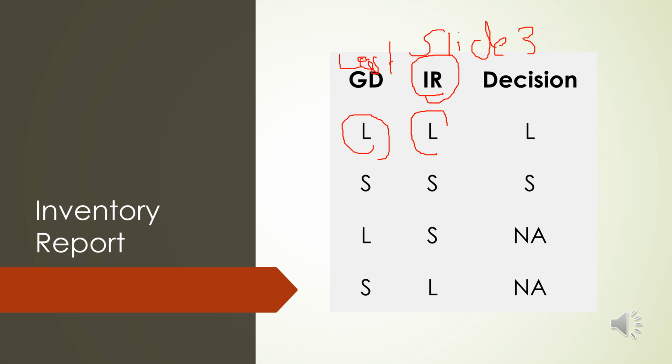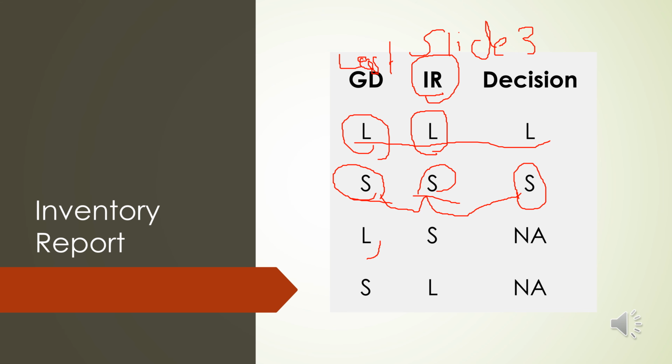And if the general direction of the market is in decline, or short, and the inventory report also says short, then we can go with the decision of shorting the crude oil futures.